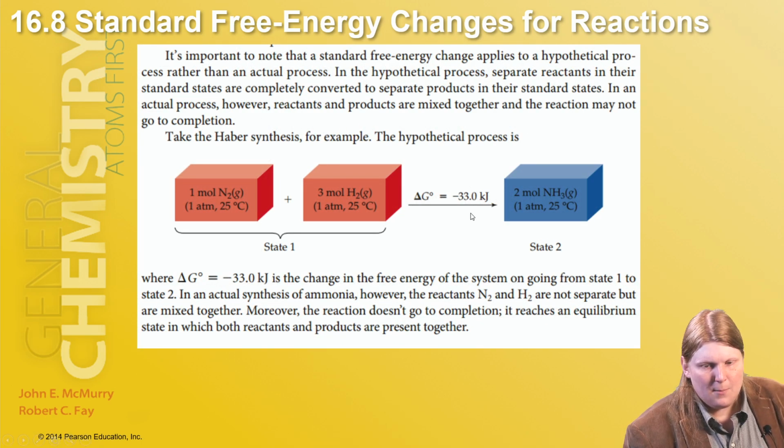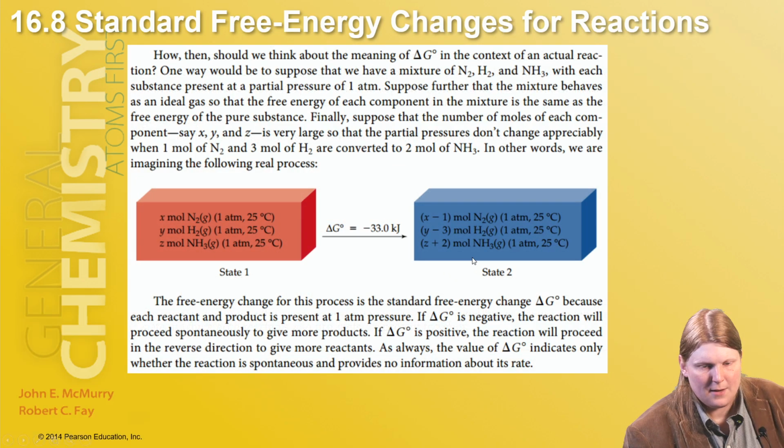They show here that in the Haber process, the hypothetical process is this. The reactants are not separate but are mixed together. And moreover, the reaction doesn't go to completion. It reaches an equilibrium state in which they're both present together. So we don't see this value necessarily appearing in real life. It just gives us a sense of what it would be if we could do that.